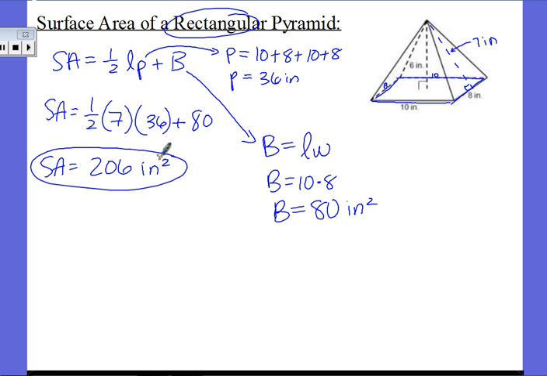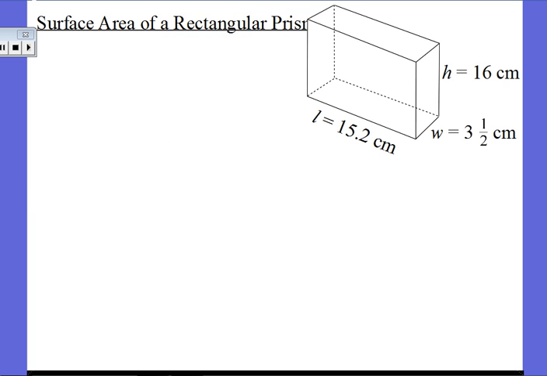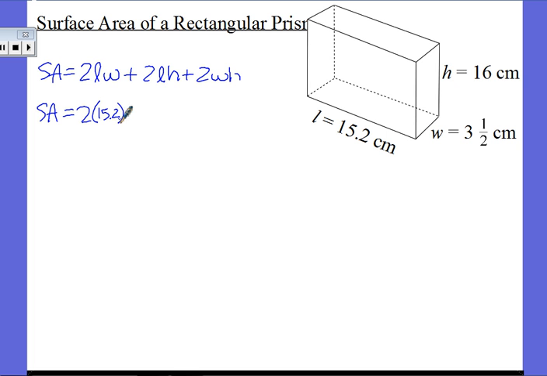All right, go ahead and look at the shapes on the back side. We're going to look at the rectangular prism for surface area. So if you look at your formula sheet, the surface area formula for rectangular prism is SA equals 2LW plus 2LH plus 2WH. I have no capital B's or lowercase p's, nothing to calculate, so I can skip straight to substituting. I'm going to substitute in 15.2 for length, 3.5 for width.